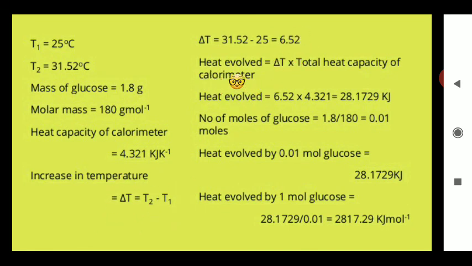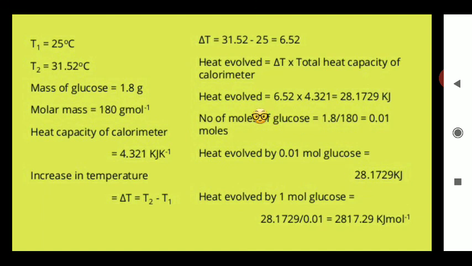Heat evolved Q is equal to what? ΔT times the total heat capacity of the calorimeter. Heat evolved is 6.52 times 4.321, and it becomes 28.1729 kilojoule. Number of moles of glucose is 1.8 upon 180, given mass upon molar mass, which becomes 0.01 moles. The heat evolved by 0.01 moles of glucose is equal to 28.1729, and the heat evolved by 1 mole of glucose is equal to 2817.29.